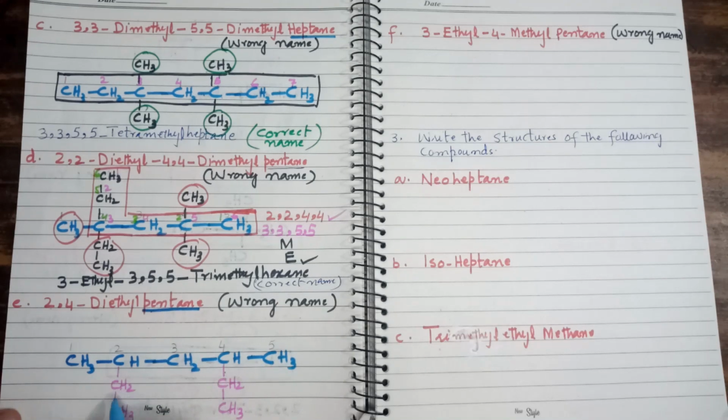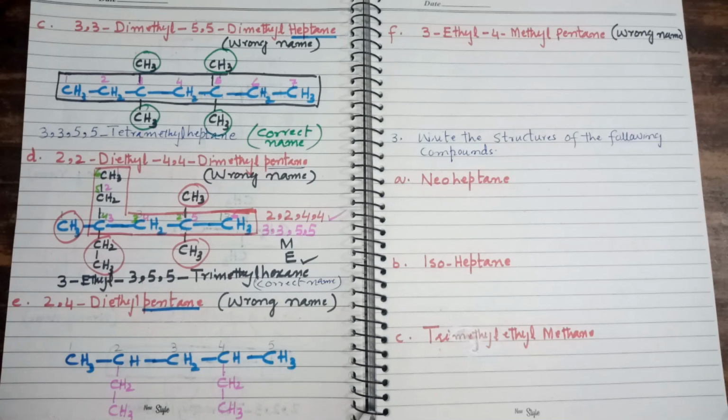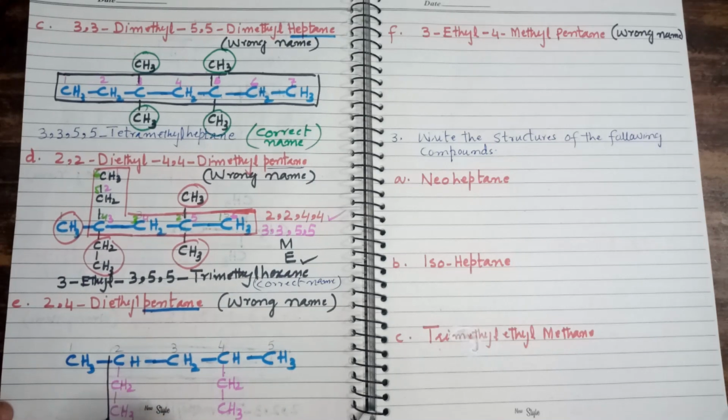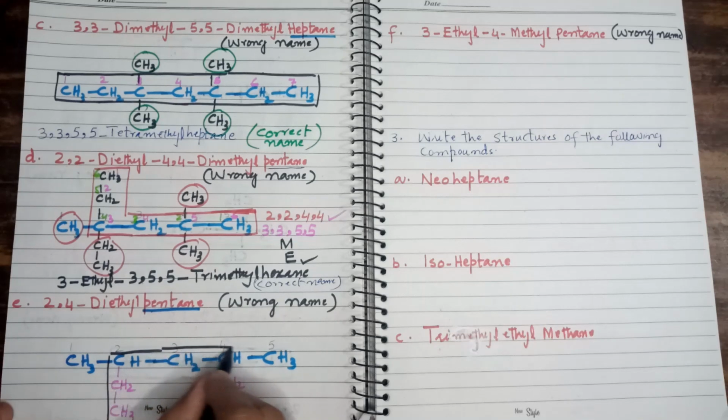Now we find another parent chain: 1, 2, 3, 4, 5, 6, 7. This chain consists of 7 carbon atoms. 1, 2, 3, 4, 5, 6. So this chain consists of 6 carbon atoms. So which chain is the longest chain, students? Yes, of course, the carbon chain which is made up of 7 carbon atoms. Once we find the parent chain, we enclose the parent chain in the box like this. Enclose the parent chain in the box, students.